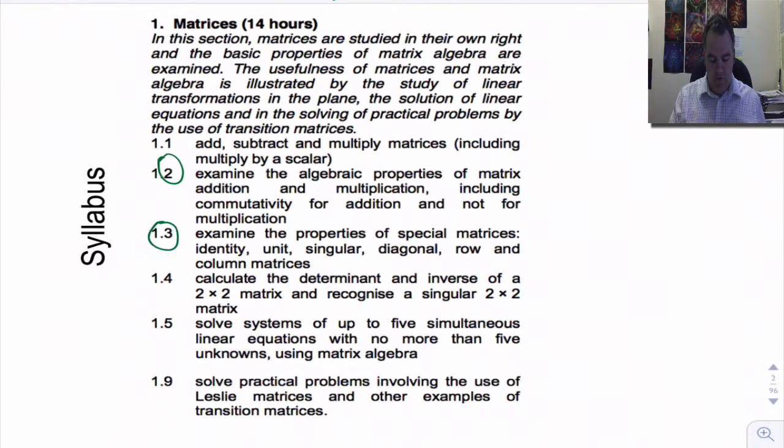Look at some special matrices. And really we're going to be looking at 1.4 here, which is about what the determinant and inverse of a 2 by 2 matrix is, and recognise a singular 2 by 2 matrix. And then we can go ahead and solve big systems of equations in 5 unknowns using matrix algebra. So yeah, a lot to cover here, so let's get into it.